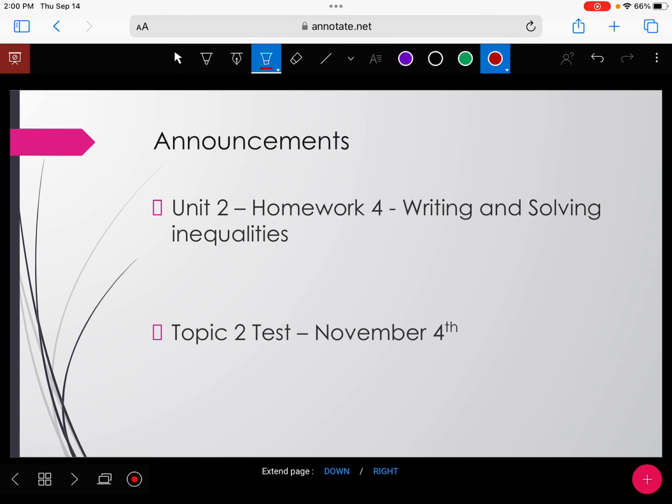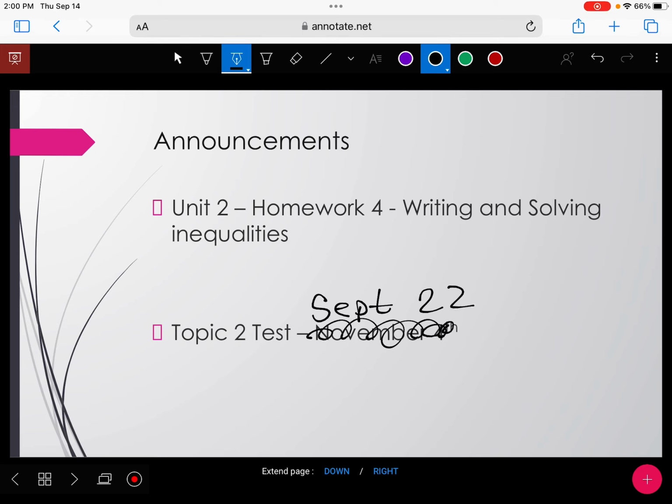That is the wrong date, because that is from last year's November 4th. It is September the 22nd. That is not a pen. That is a highlighter. That's making it worse. So September 22nd, which is next Friday.